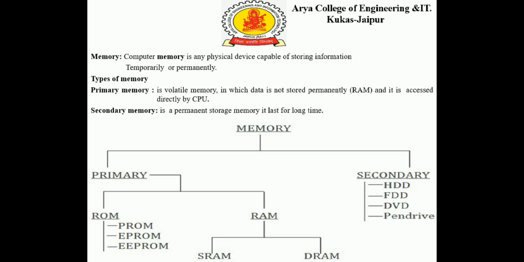In the pictorial representation we can see the memory is divided into primary and secondary memory. Primary memory is again divided into RAM and ROM. ROM is of three types: PROM, EPROM and EEPROM, and RAM is of two types: SRAM, static RAM, and dynamic RAM. Again the secondary memory is divided into hard disk, floppy disk drive, DVD drive and pen drive. It is very clear.